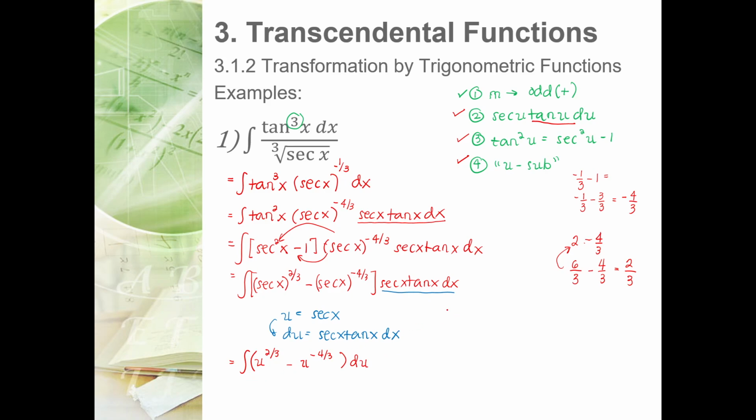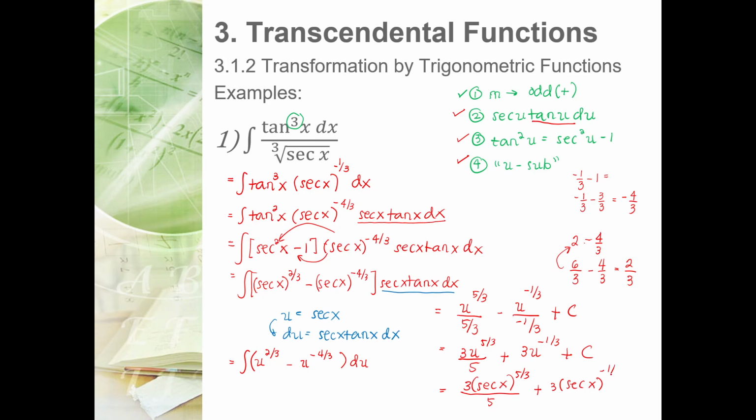Okay. So for the first term you have u to the 2/3 plus 1 is 5/3, all over 5/3, minus u to the power of negative 4/3 plus 1, that's negative 1/3, all over negative 1/3, plus c. So you have 3u to the power of 5/3 all over 5. So minus minus, that's plus 3u to the power of negative 1/3 plus c. Bringing back the value of your u parameter, that's 3 secant x to the power of 5/3 all over 5 plus 3 secant x to the power of negative 1/3 plus c. So this one is your final answer.